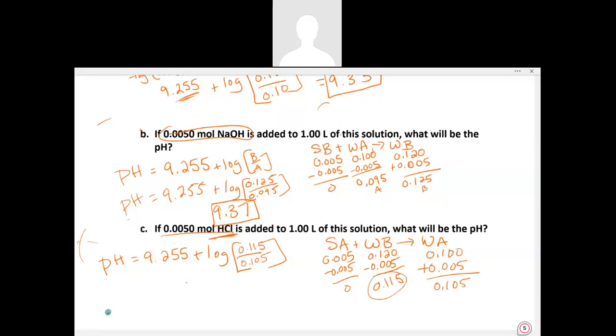Now I have still a higher concentration of base in my buffer, so my pH will be slightly higher than my pKa value. So when I plug these values into the log, we're going to get a pH of 9.29.